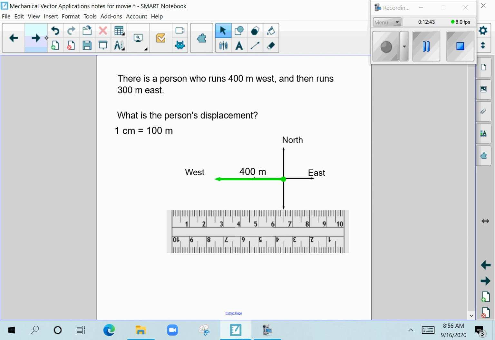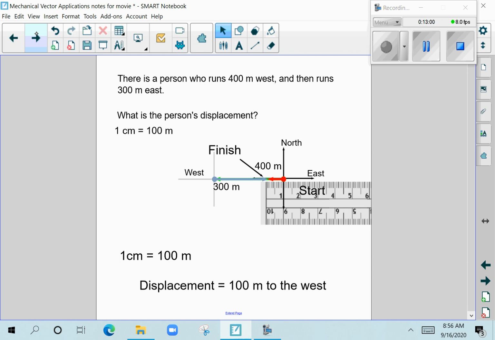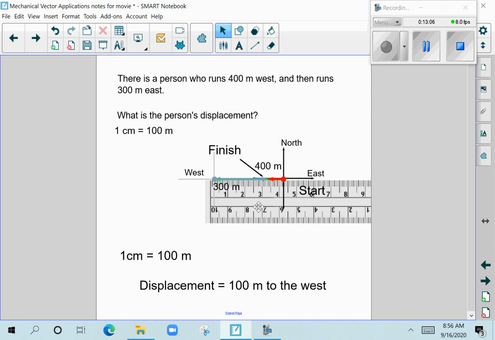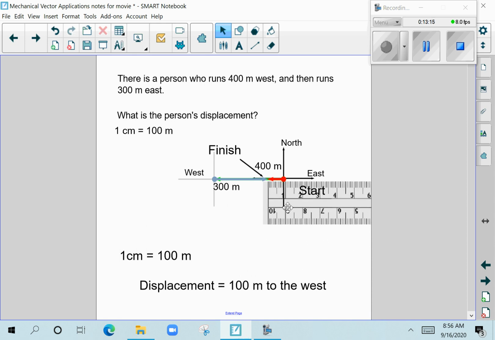To do the displacement, I actually have to add up my vectors. So I draw out a vector for 400 meters. I'm using a scale of 1 centimeter equals 100 meters, so that's 4 centimeters long, going in the west direction. At the tip of that vector, I draw a second vector, on the same scale, 3 centimeters long, and then from start to finish, I draw my resultant. That's the one in red. I measure it out, and lo and behold, it is 1 centimeter long, which means I have a displacement of 100 meters. The arrow points to the west, so it's 100 meters to the west.